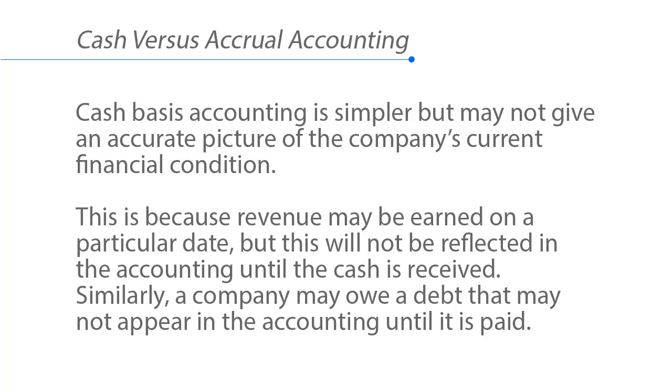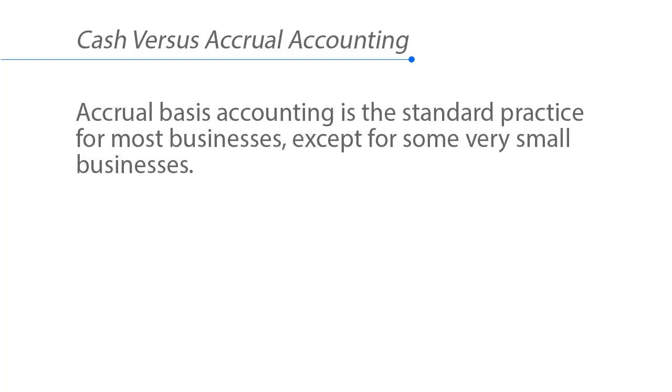But cash accounting doesn't give as accurate a picture of the company's current financial condition. This is because revenue may be earned on a particular date, but this will not be reflected in the accounting until the cash is received. Similarly, a company may owe a debt that may not appear in the accounting until it's paid. So in the example of our chair, we have a debt of $50, which doesn't even appear on our accounting system until we actually pay for it. So accrual basis accounting is the standard practice for most businesses, except for some very small businesses.